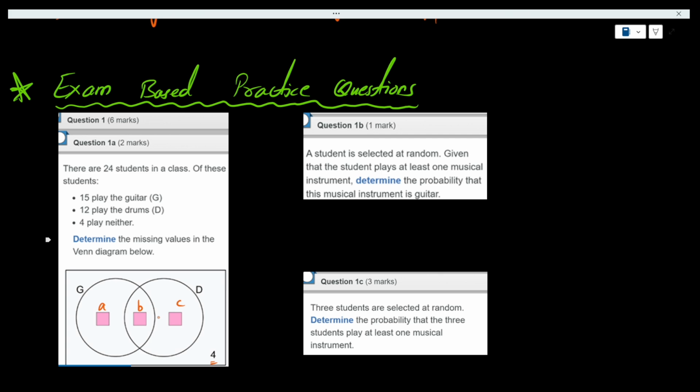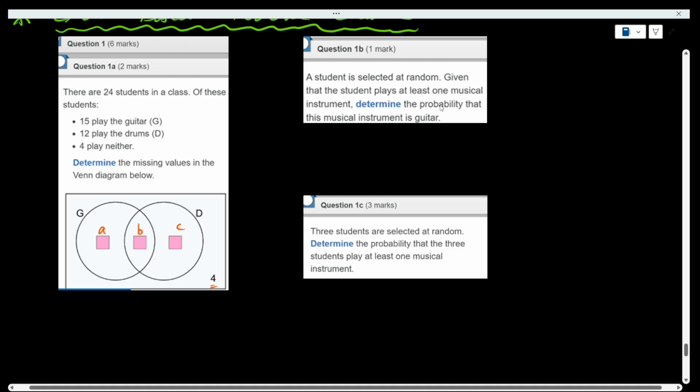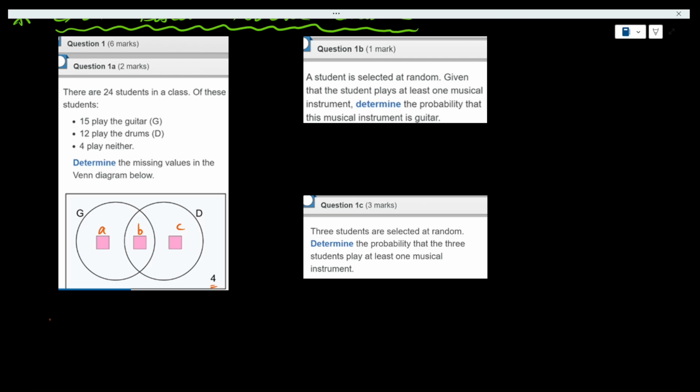So how do we find this out? What is the first A part? We need to find the missing values. So what can we do here? You can frame the equation and solve it. Now I know that 4 of them are not there. So what is going to be A plus B plus C? If I take 24 minus 4, these 3 blank parts should add up to 20. This is your first equation.